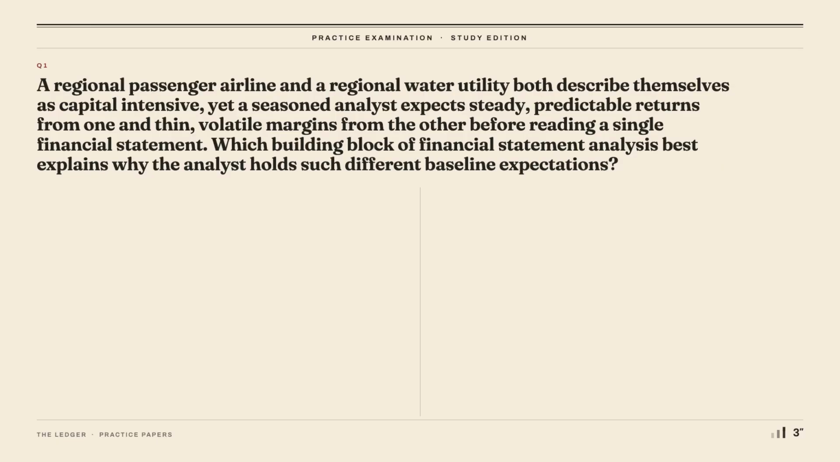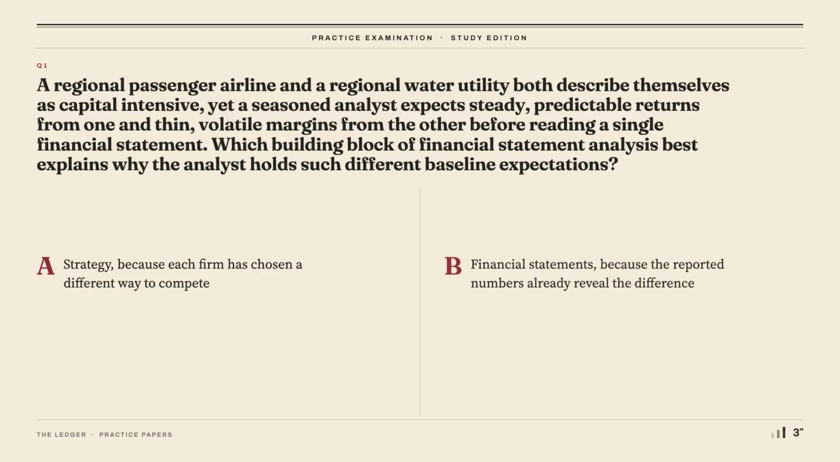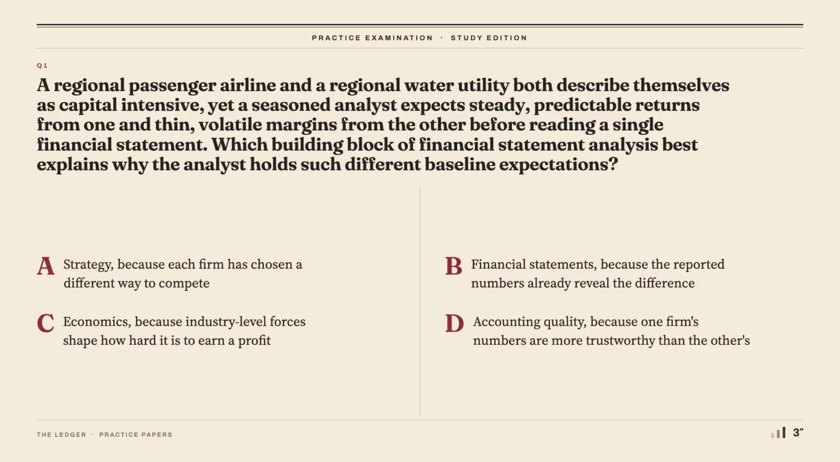Your options are A. Strategy, because each firm has chosen a different way to compete. B. Financial statements, because the reported numbers already reveal the difference. C. Economics, because industry level forces shape how hard it is to earn a profit. D. Accounting quality, because one firm's numbers are more trustworthy than the others. Which one is it? Pause the video if you need more time.